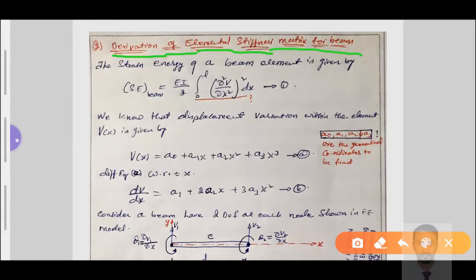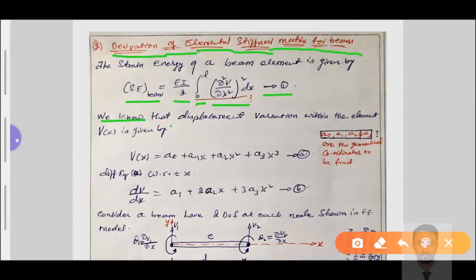The generalized equation for a beam element: the strain energy of a beam is equal to EI by 2 times the integration from 0 to L of (∂²v/∂x²) whole squared dx. Call it equation number 1. This is the generalized equation for a beam element.